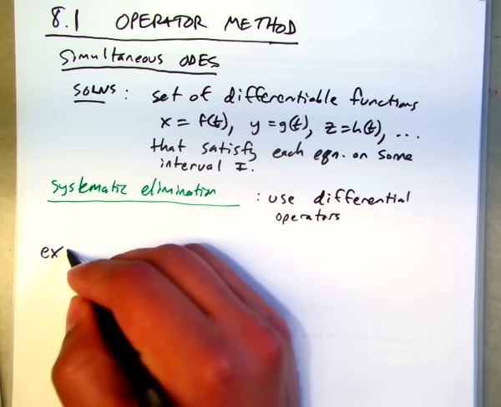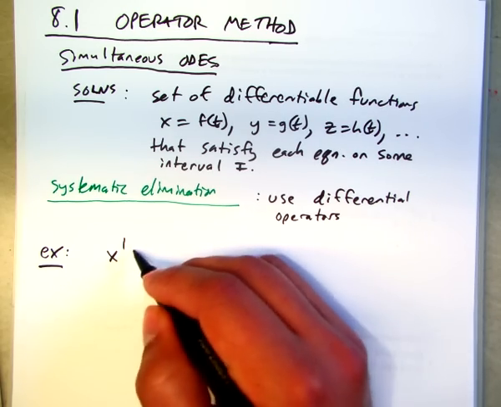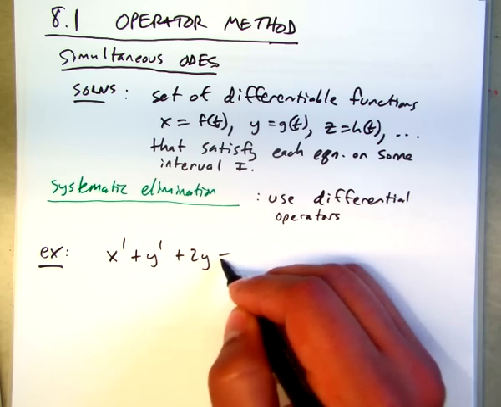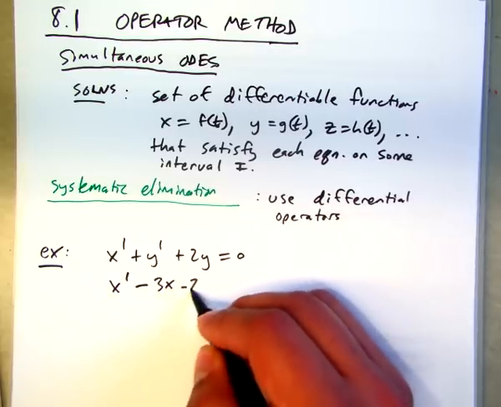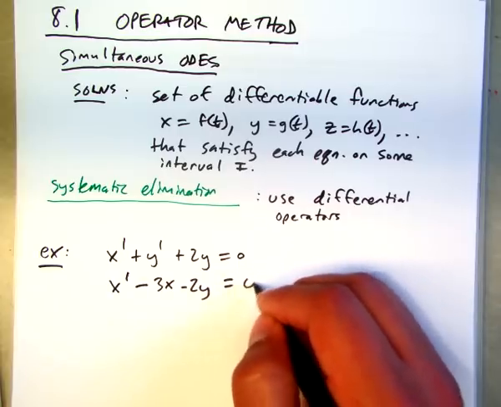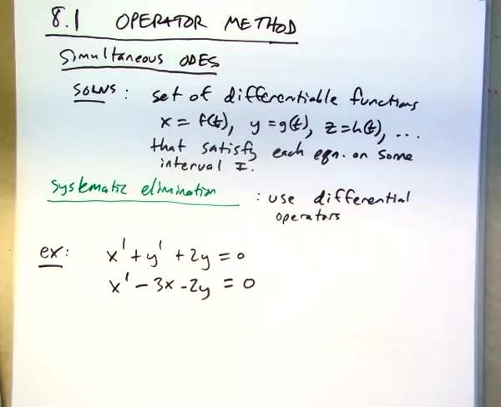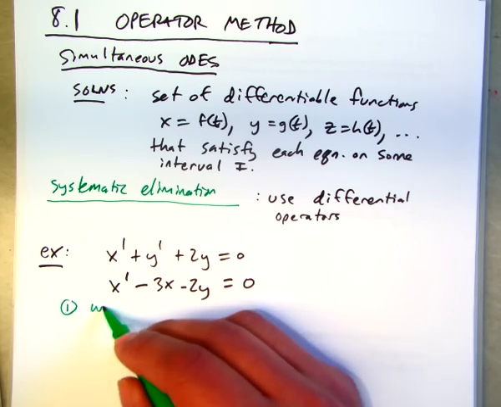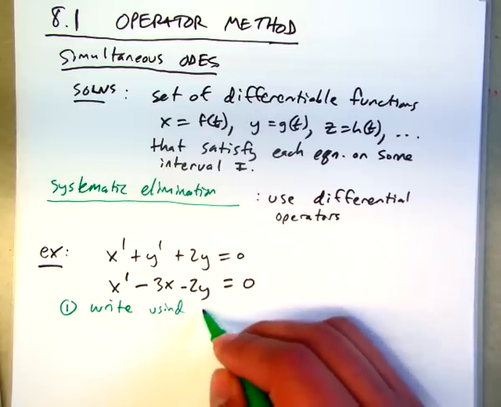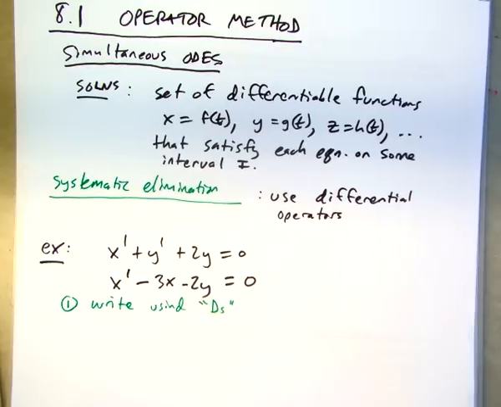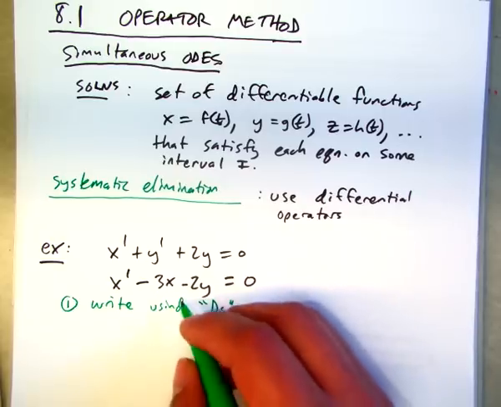Okay, so for example, we have x prime plus y prime plus 2y equals 0, x prime minus 3x minus 2y equals 0. Okay, so the first thing we're going to do is write this in operator form, or differential operator form.